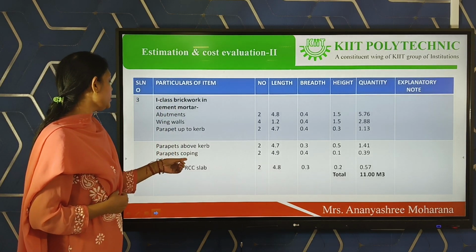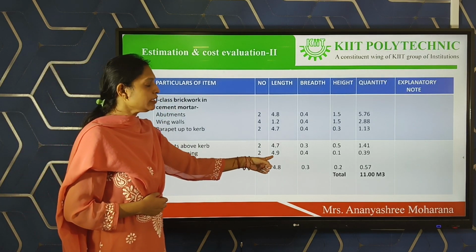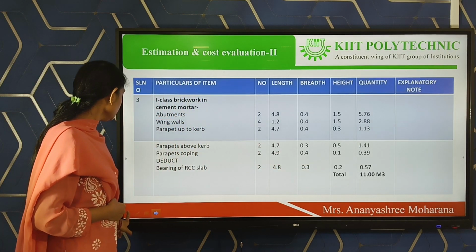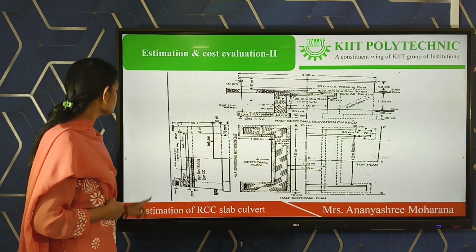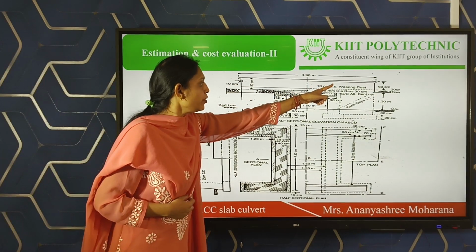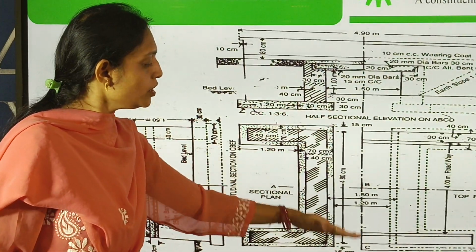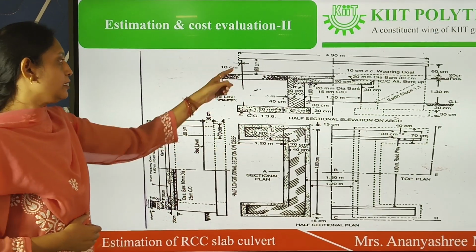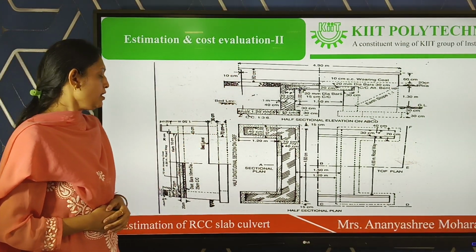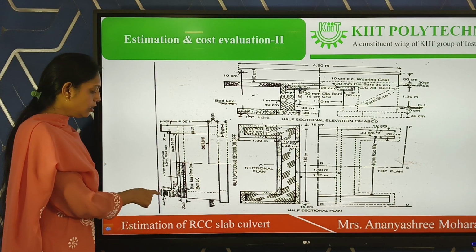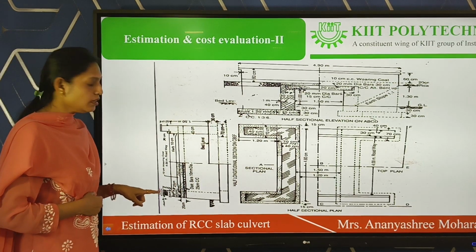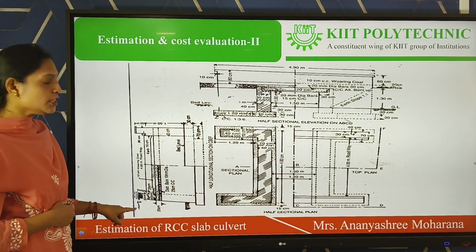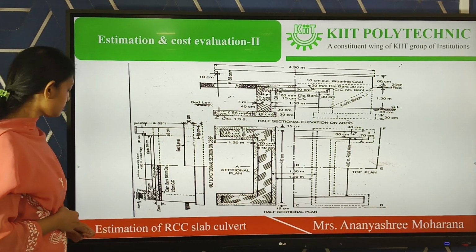Then parapet coping. Coping number 2, length of the coping is 4.9, breadth is 0.4, height 0.1. You can see in the drawing, this is the coping, length is 4.9, number 2 because 2 parapets are there, so 2 copings can be taken. The breadth of the coping, you can see here, is 40 centimeter or 0.4. Height of the coping is 0.1. Okay.